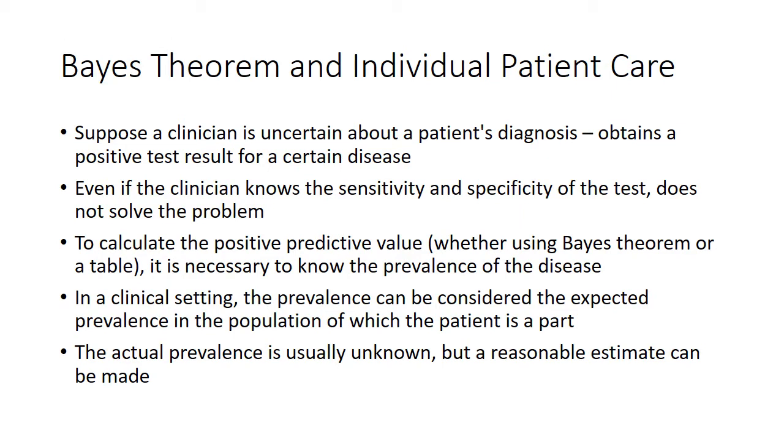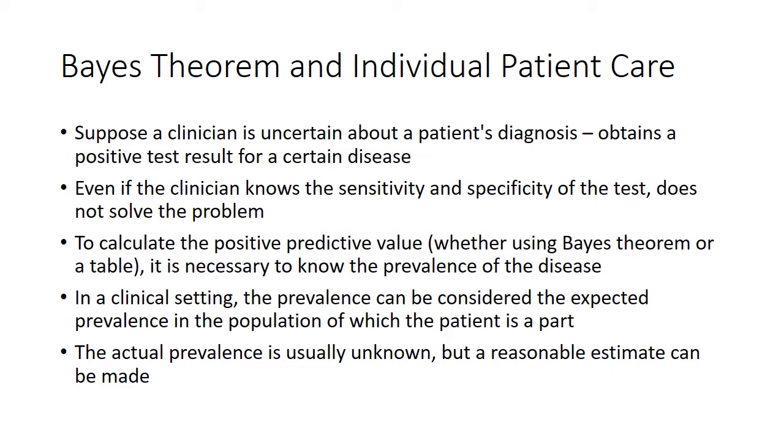Now, suppose you're a clinician and you're uncertain about a patient's diagnosis. You got a positive test result for a disease like, say, TB or HIV. Even if you know beforehand what the test sensitivity and the specificity is, it doesn't really solve your problem unless you know what the actual prevalence of disease in the community is, or at least the population that your patient is a part of, because you need that in order to do the positive predictive value, or to use Bayes' theorem, right? And so depending on your patient, they may be part of several different populations, which may lead them to have different prevalences based on that.